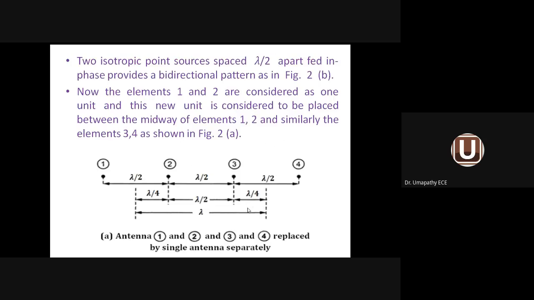Now go to the pattern multiplication. Now these 4 antenna elements are given in diagram B. This is figure 2B.